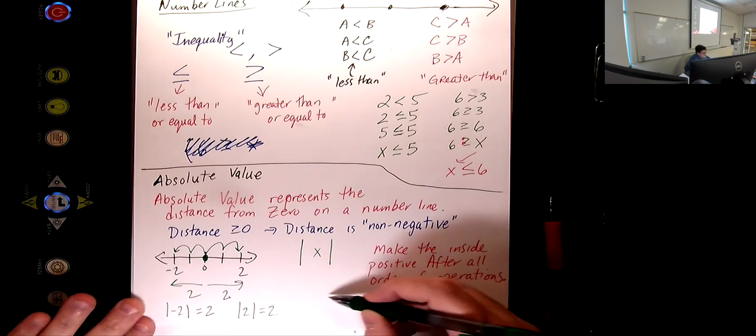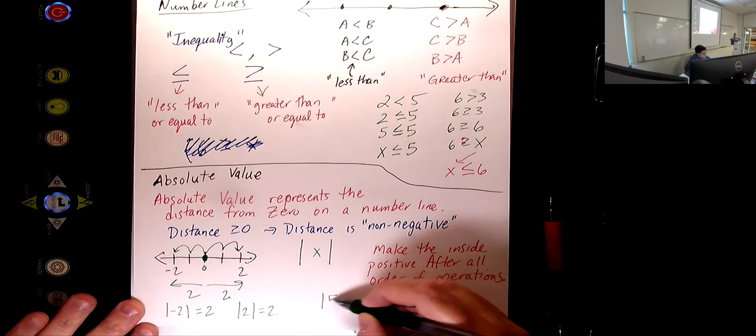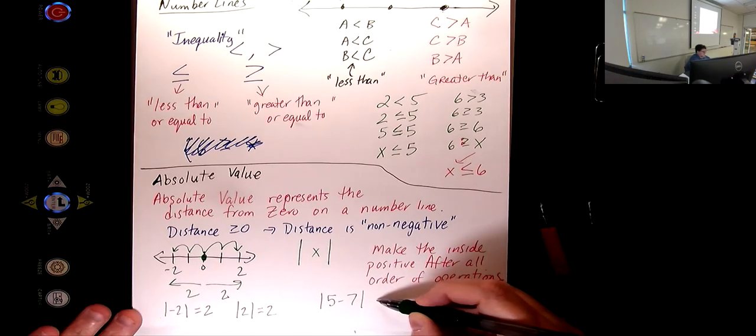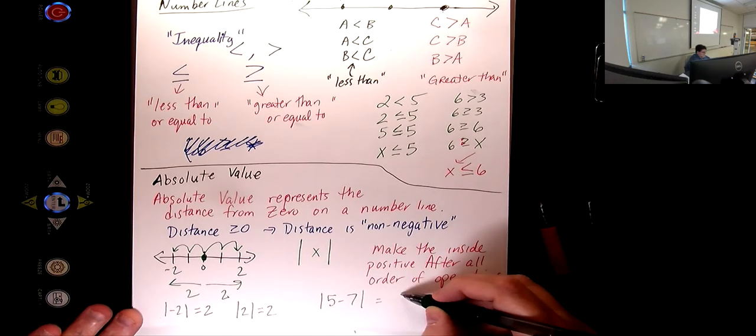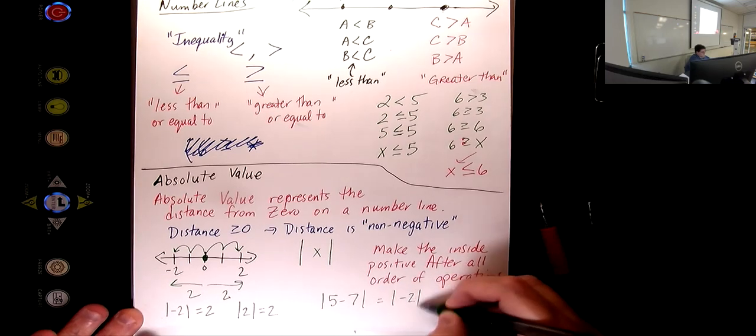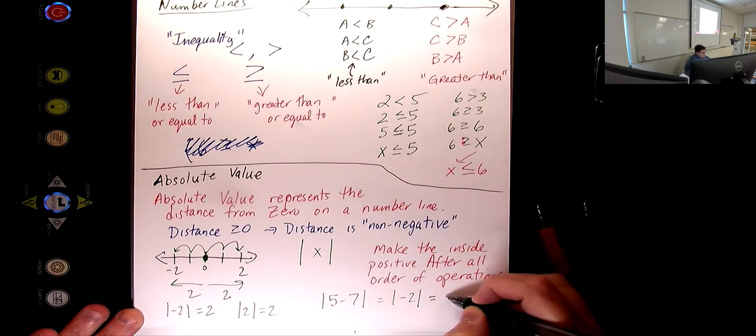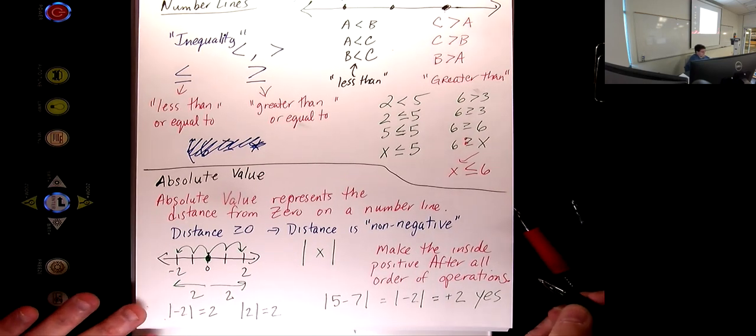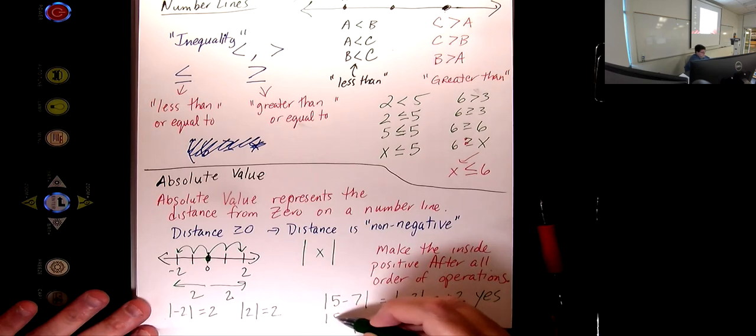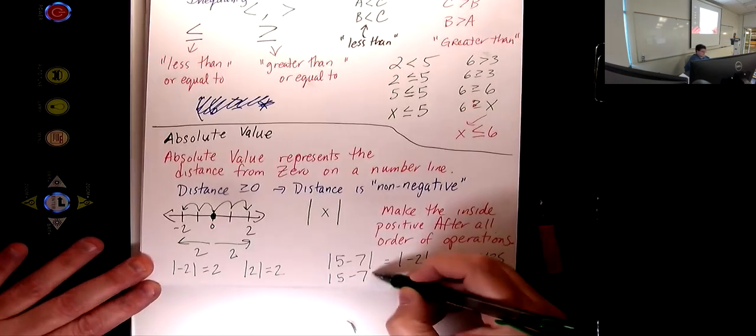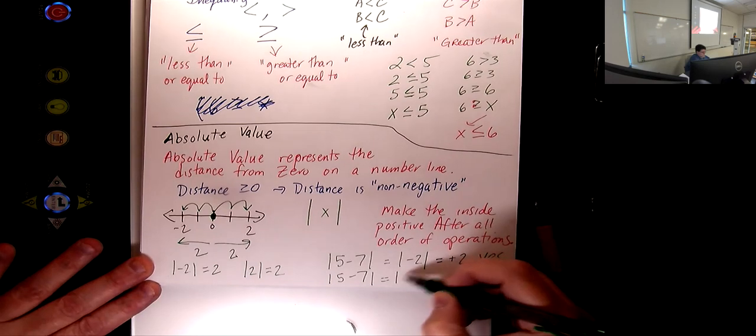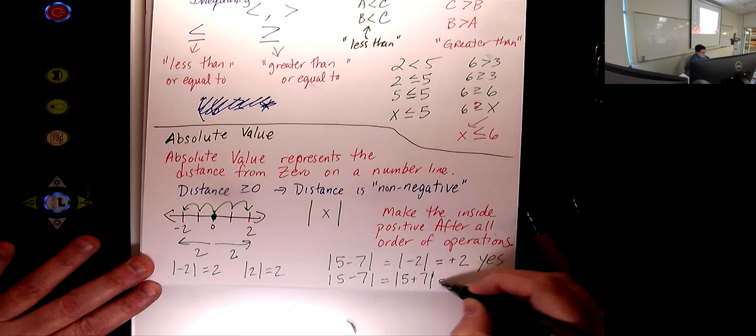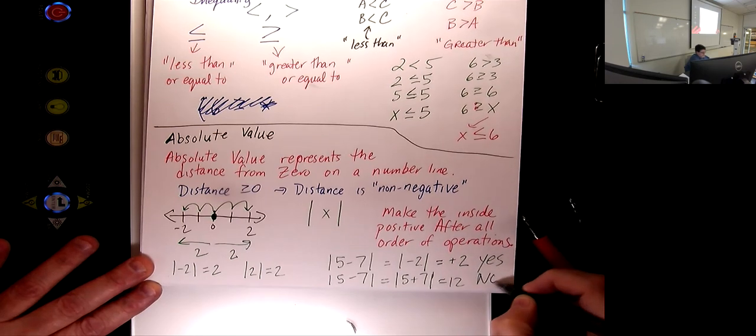So if I had something like 5 minus 7, the correct path is to do 5 minus 7 is -2, and that becomes +2. This is a big yes. I don't want to start with 5 minus 7 and say, okay, I'm going to make everything inside positive, say 5 plus 7, and I get 12. That's a big fat no.